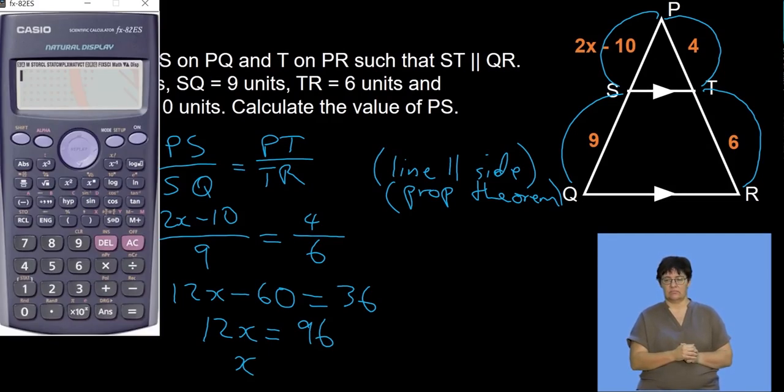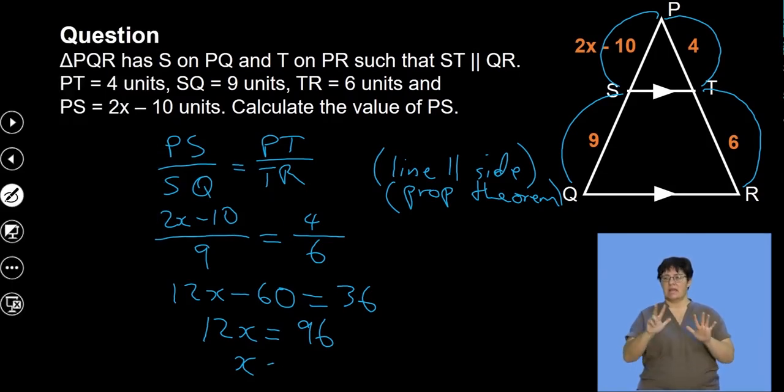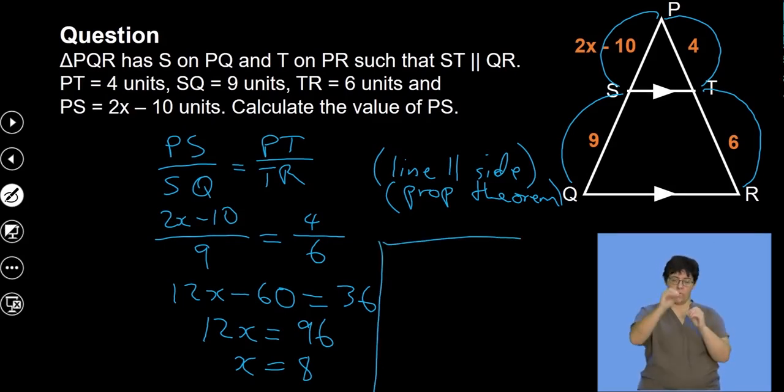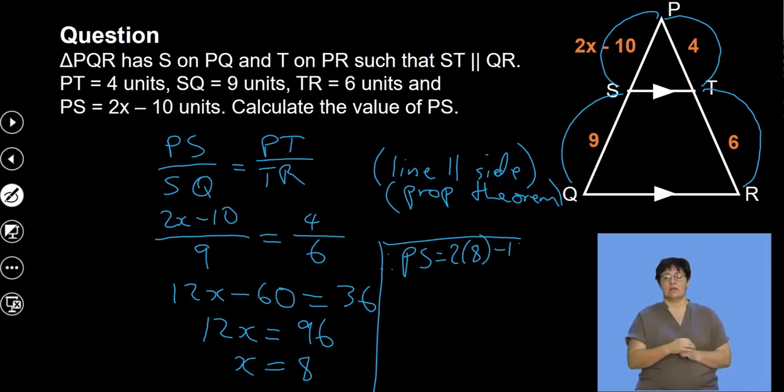And then I find what my x is quickly. So let's quickly press the calculator so that we get the correct answers. Divide this by 12 and that will give me 8. So x will therefore be 8 units. But is this what PS is? No. This is just the x value of that PS that we are dealing with. So quickly, PS is equal to 2 multiplied by 8 minus 10, which is 16 minus 10, which is 6 units. And then you will be done with that.